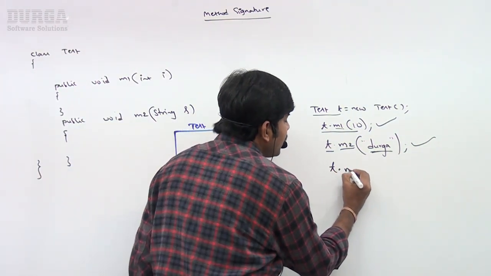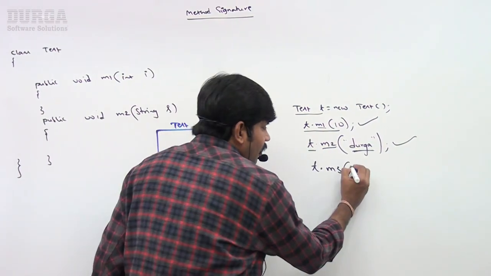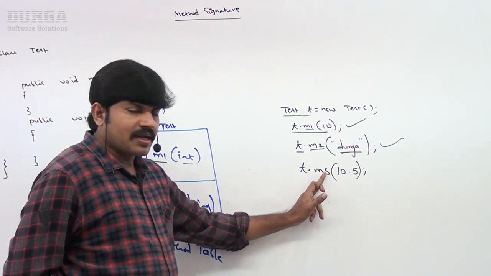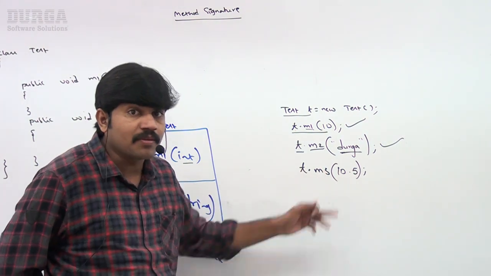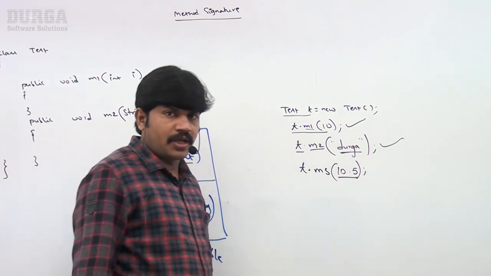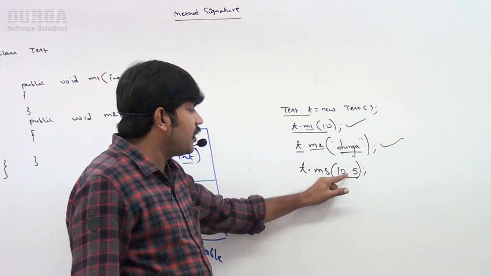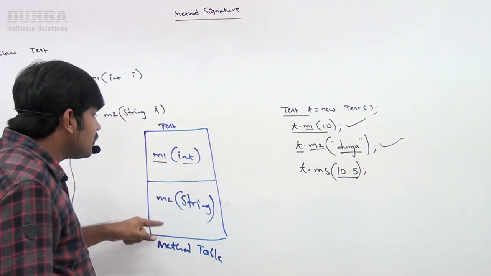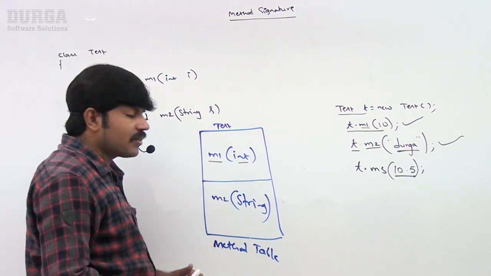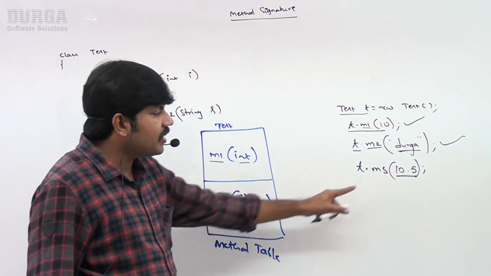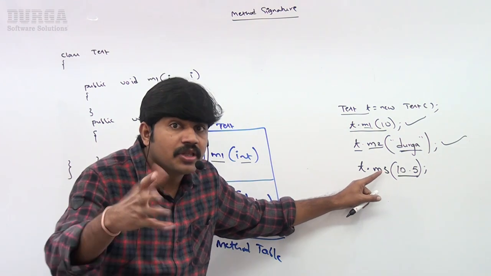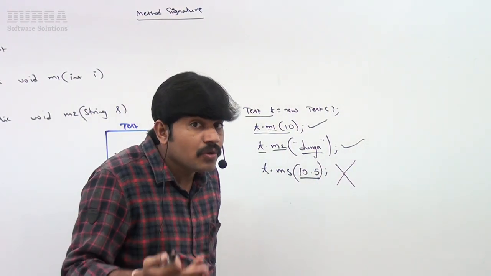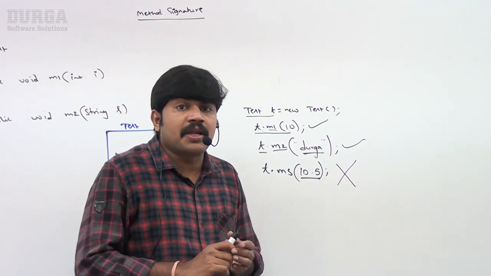Now I'm calling T dot M3 of 10.5. Immediately, the compiler will check: you are calling the M3 method, and you are passing double as the argument, since 10.5, a floating point literal, is double by default. T is of Test type. Now in the Test class, is there any M3 method with a double argument or not? No such method with the required signature. Immediately, the compiler is going to object: no such method. You are going to get a compiler error.